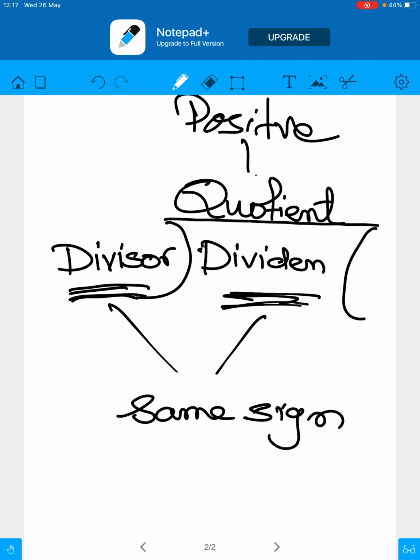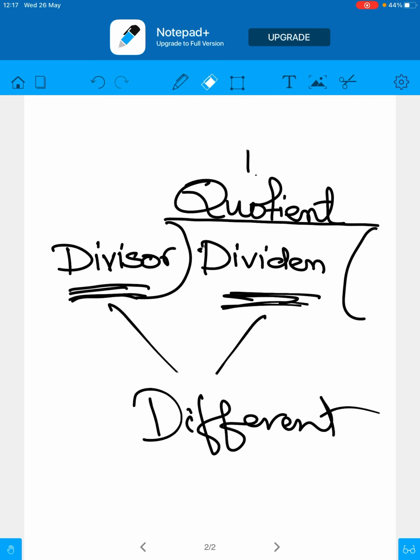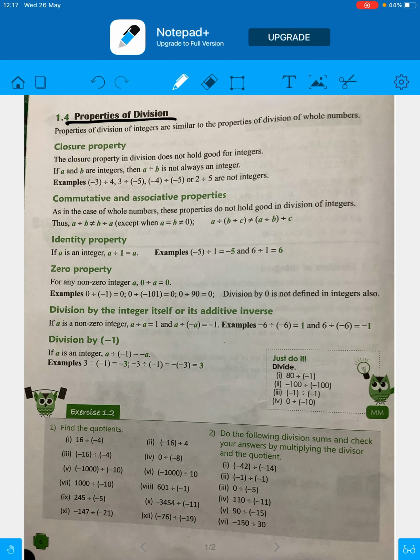Yes or no? Okay. And we have learned that if dividend and divisor are of different sign, then the quotient is what? Quotient is negative. Okay. If same sign, positive, different sign, negative. So today students will learn about the properties of division, which is very similar to the properties of multiplication. Number 1 is what? Closure property.